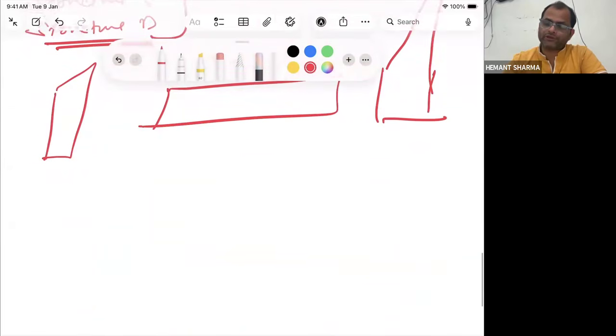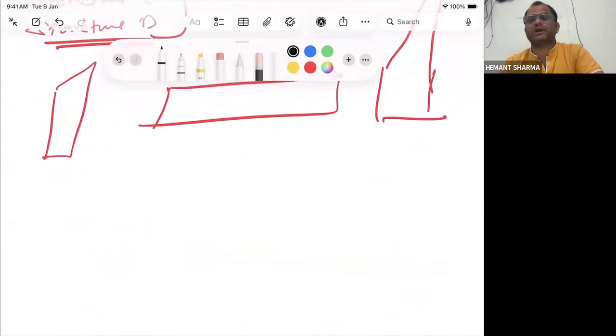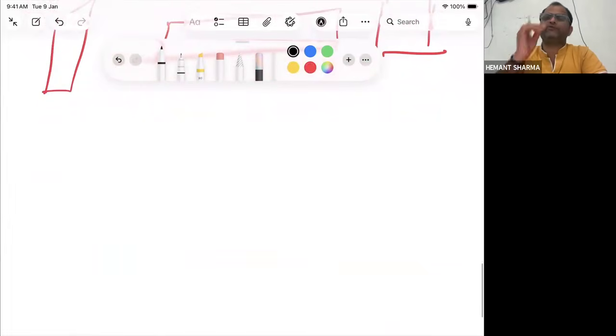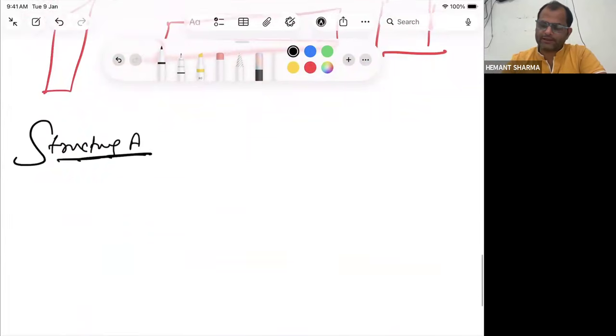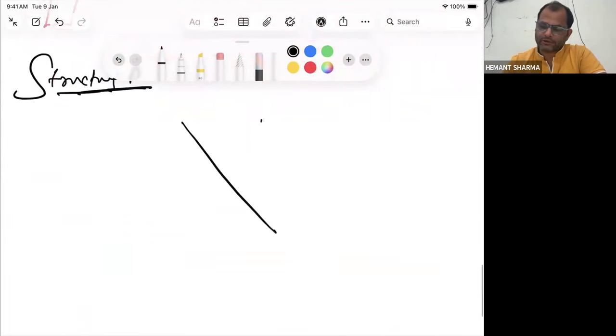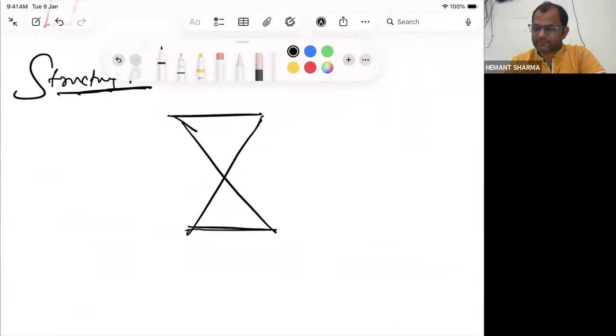Now they are fixed structures, fixed architectural frameworks. Structure number A is like this. This is called the cross structure. This is the structure number A. This is the cross structure.